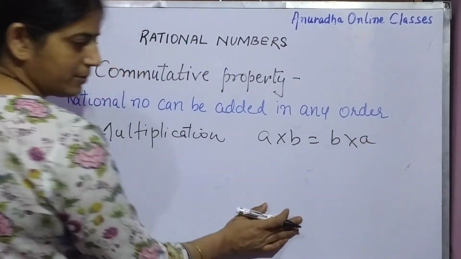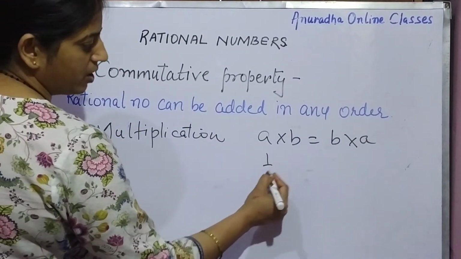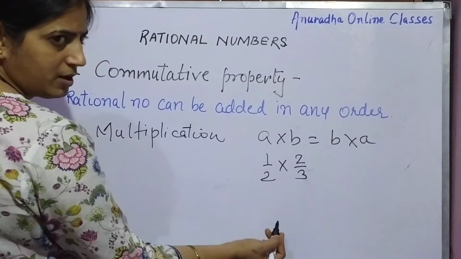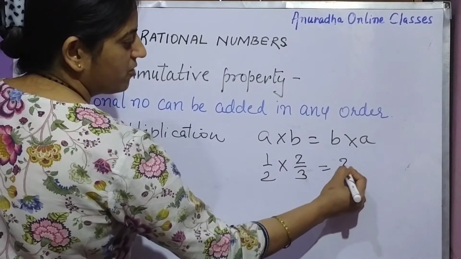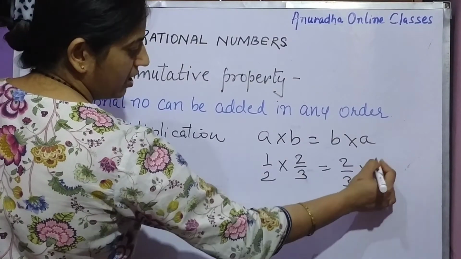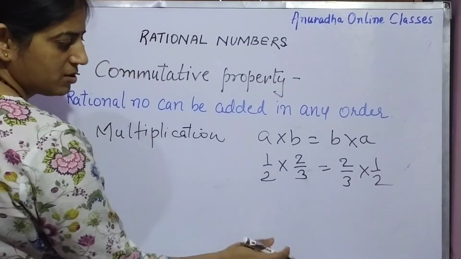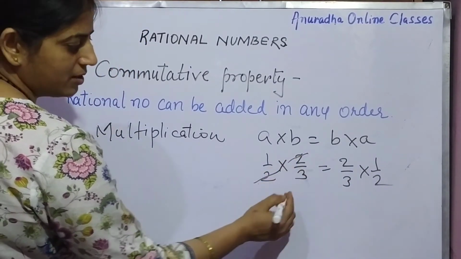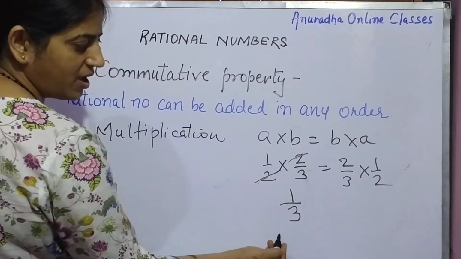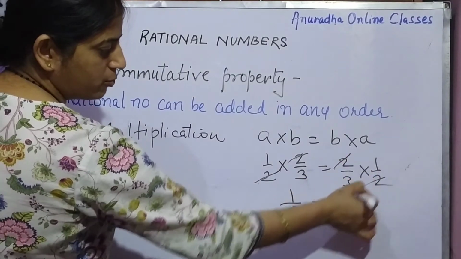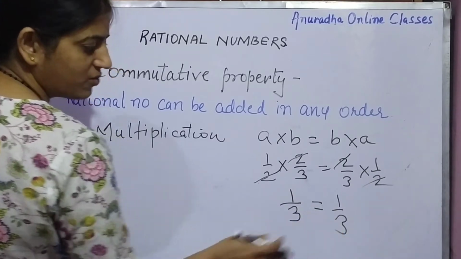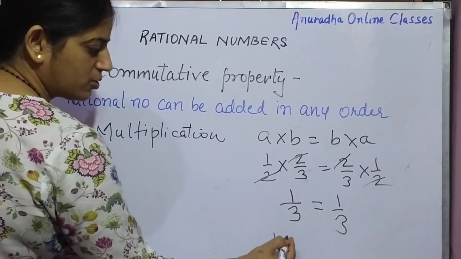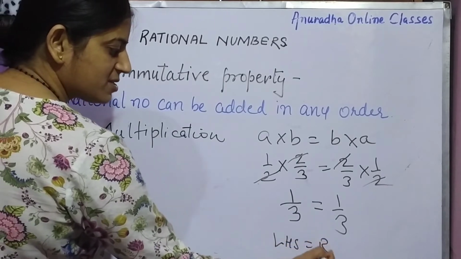Suppose I have taken 1/2 and here I have taken 2/3. Right, children? So what will you get? See, 2 and 2 cancel. What is left? 1/3. And on the other side, 2 and 2 cancel, what is left? 1/3. That means LHS is equal to RHS.